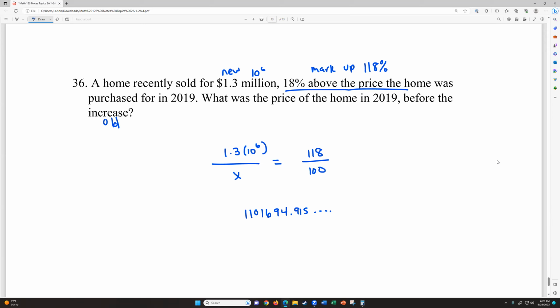Since it was in millions already, I'm just going to go ahead and round this to the nearest whole dollar. So $1,100,000, $1,695, because the 9 would bump the 4 up. So that would have been the old value of that home before the increase. Okay, I hope this helps.